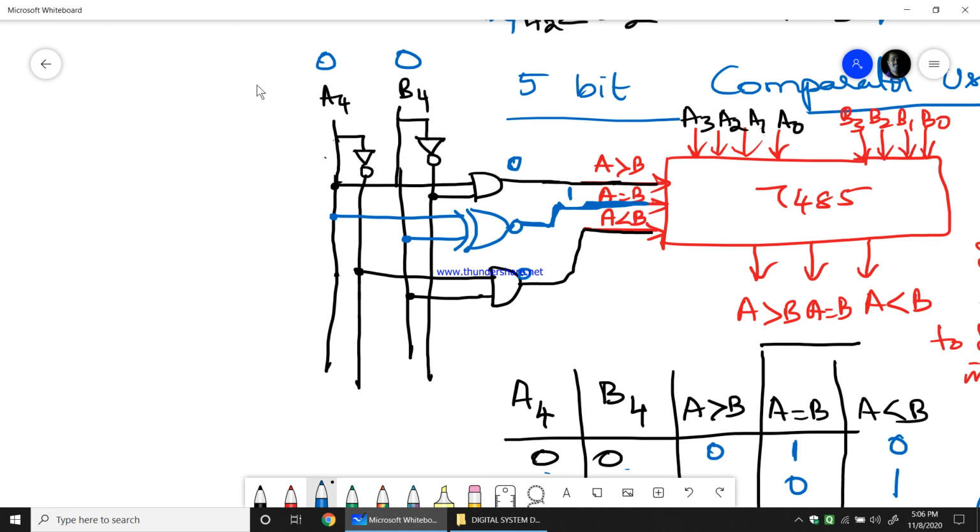Okay. Now, for 0, 1, for example, A4 is less than B4. A less than B will go high. It will never compare these two, it will directly give A less than B as high. Similarly, for 1, 0, A4 is greater than B4. So, A4 greater than B4 in the cascaded inputs goes high. Therefore, it gives A greater than B as 1 and other two 0, because these are MSBs. Now, when both are 1, 1, it means both are equal. Again, A equals B will go high, and then it will compare A3 to A0 with B3 to B0. Based on whichever is greater, it gives the output.